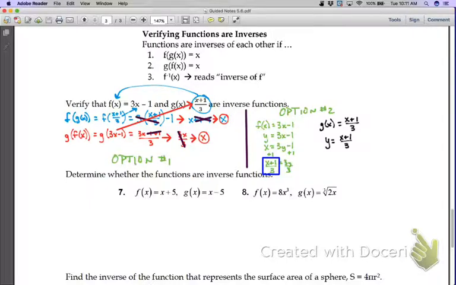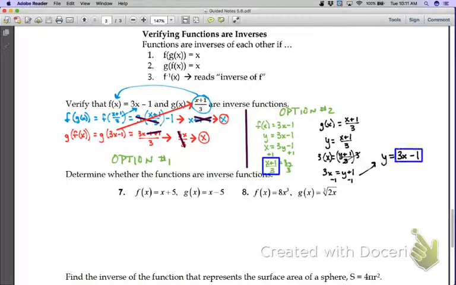I'm going to switch my x and my y's, and I'm going to have x equal to y plus 1 over 3. And then I'm going to solve for y. So how am I going to get the 3 out from the bottom side? Multiply. So I'm going to multiply both sides. So I have 3x equal to y plus 1. I'm going to subtract 1.